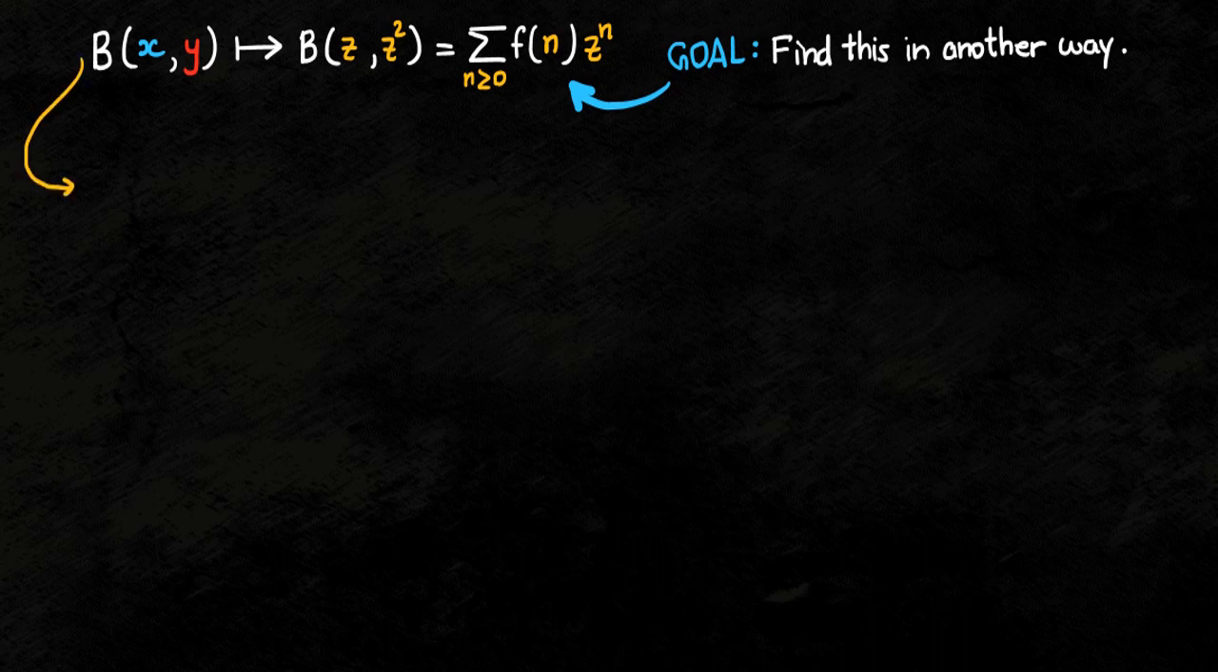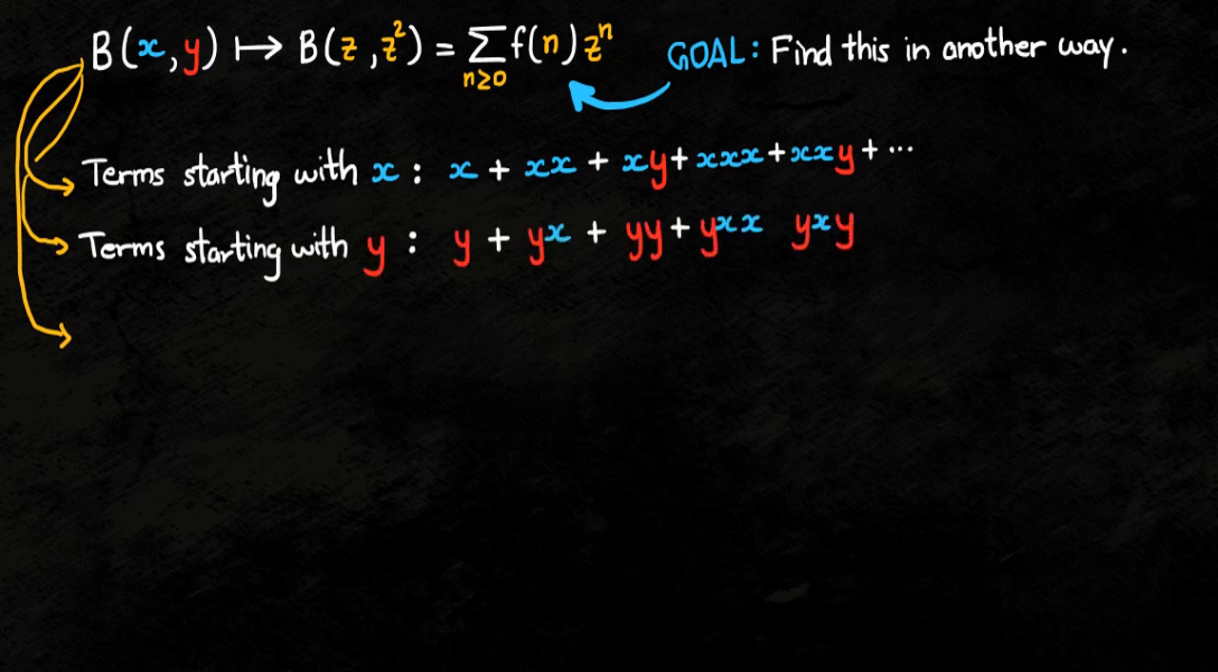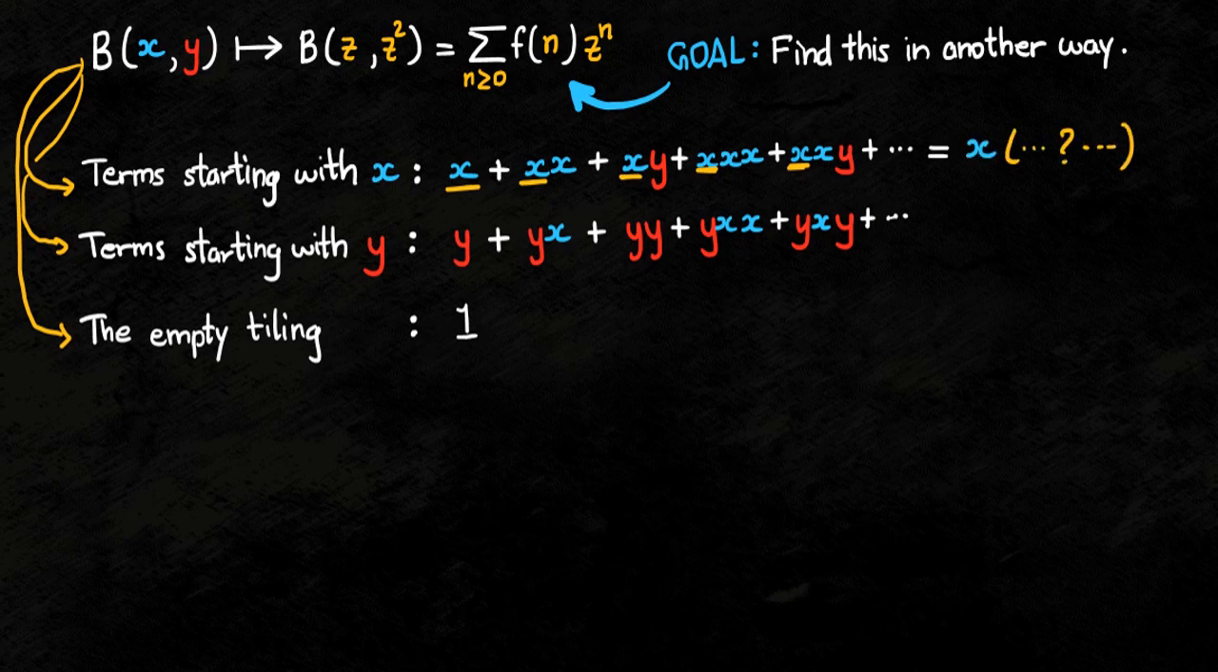Notice that the terms of b of xy fall into three categories: expression starting with an x, expression starting with a y, and the empty string 1. From the sum of all expressions starting with x, you can factor the x out. What's left inside? Take a second to think about it. The answer is b of xy itself.